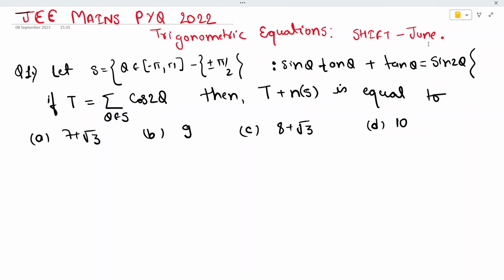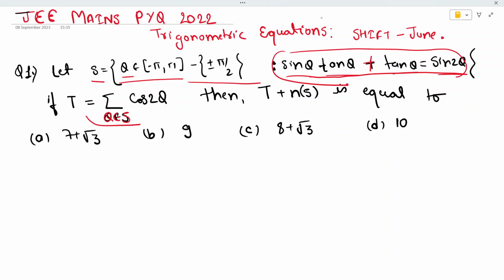Question number 1. We have given set S, consisting of theta such that it satisfies the given equation: sin theta tan theta plus tan theta is equal to sin 2 theta. You have to find the theta for which this equation is satisfied.